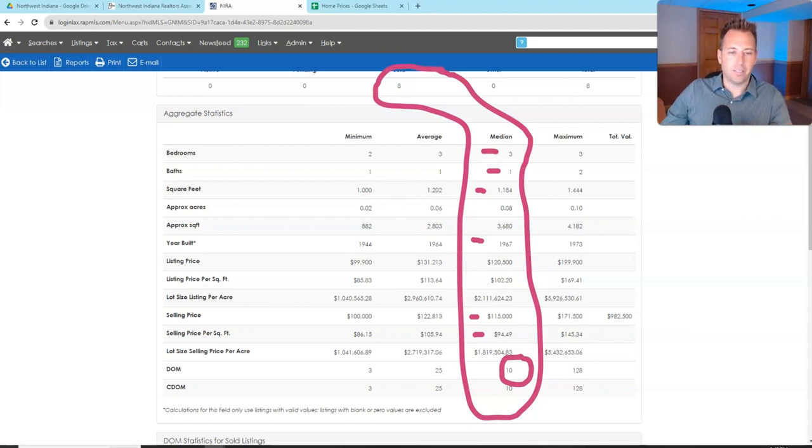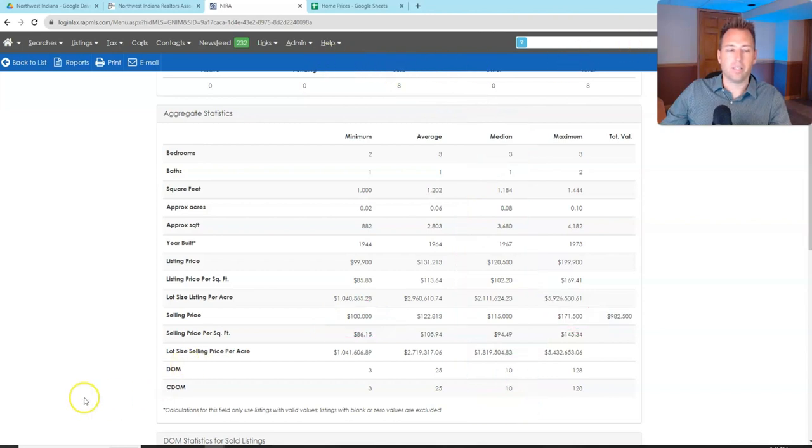And this is always good to see too, the selling price, the lowest and the highest. So the minimum was a $100,000 listing, and then the highest was a $171,500 listing. And again, those are exclusive to townhouses and half duplexes.